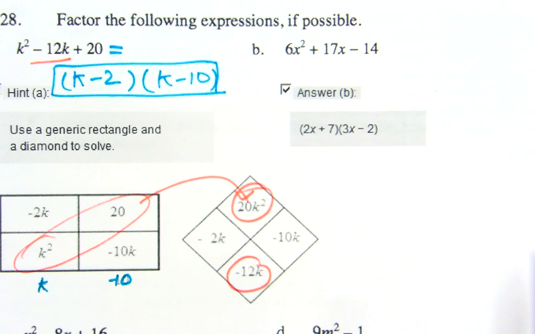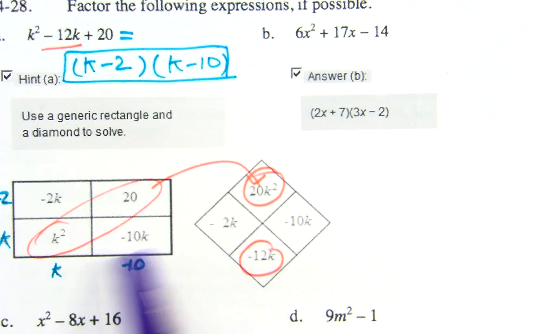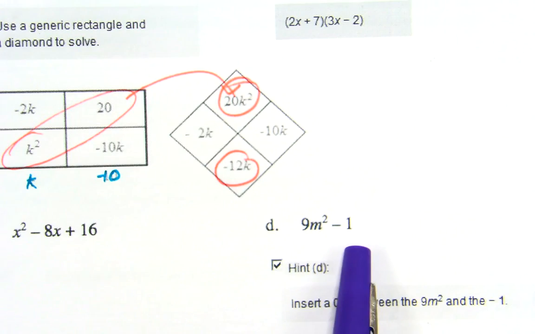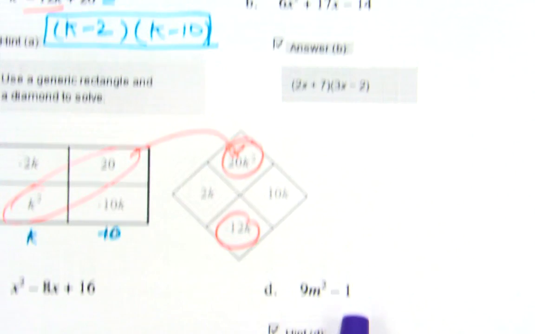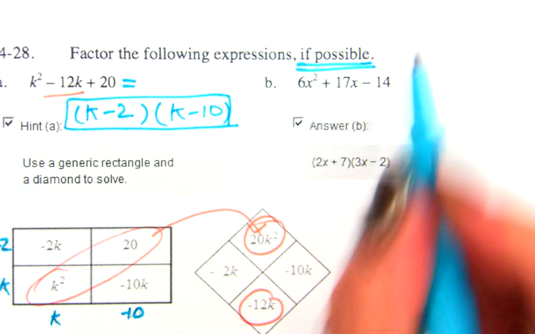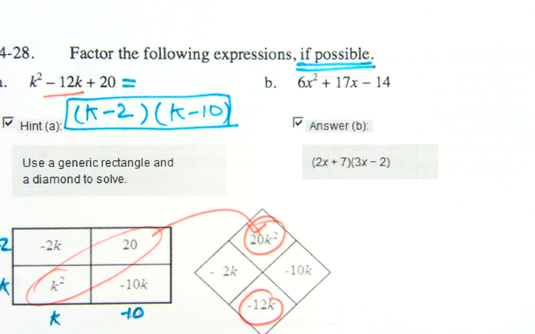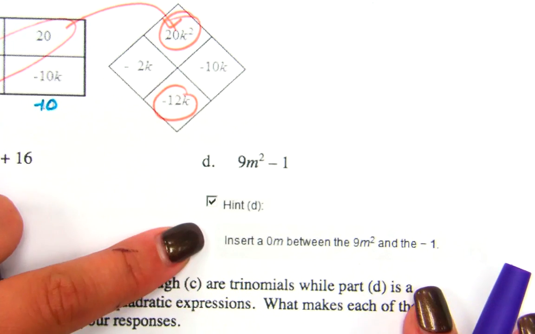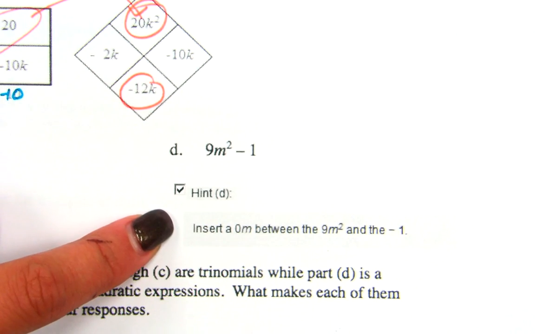So you're going to need to do the same thing for B. Set up an area model and a diamond. C, set up an area model and a diamond. And then D, set up an area model and a diamond. So please remember, it does say if possible. So if you really can't find any factors for your diagonals, then you can't, but you've got to try a little harder.